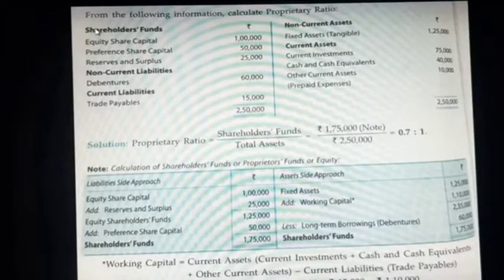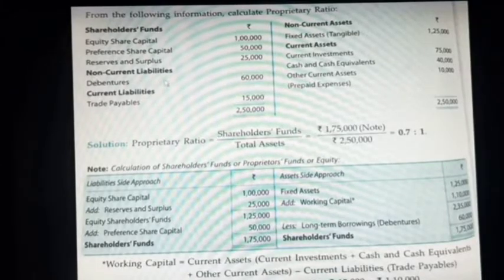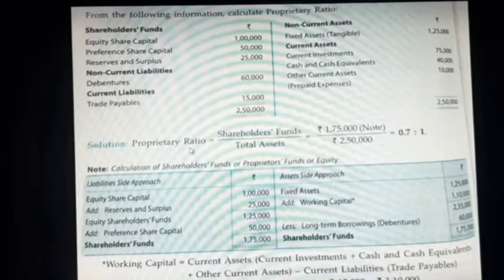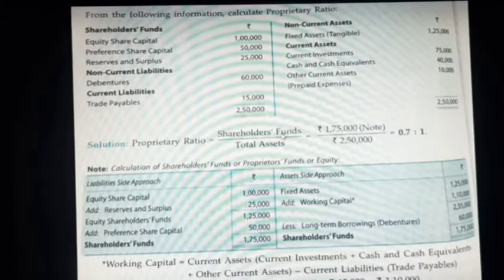Here you are given shareholders' fund, non-current liabilities and current liabilities items, and on the other side you are given non-current assets and current assets. The first thing as part of your solution is writing the formula. So proprietary ratio is equal to shareholders' fund divided by total asset. Here we are finding out shareholders' fund, which is also known as proprietor's fund, with both approaches.